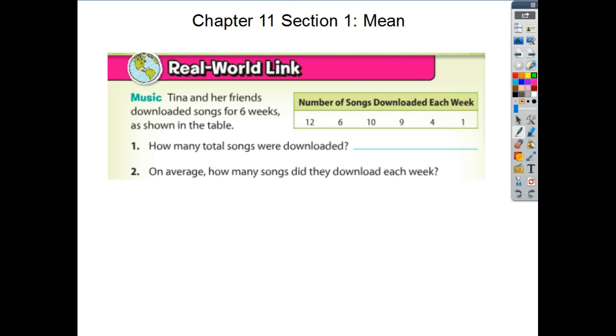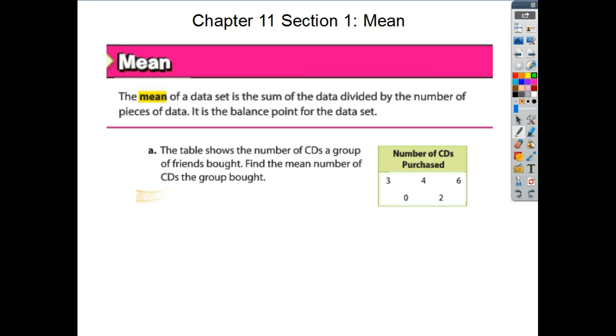Today we're going to be looking at Chapter 11, Section 1 on mean. Mean is actually defined as the sum of the data divided by the number of pieces of data. That's how you find mean. It's also known as average, and maybe you've heard of that before. Mean is the same thing as saying what is the average.